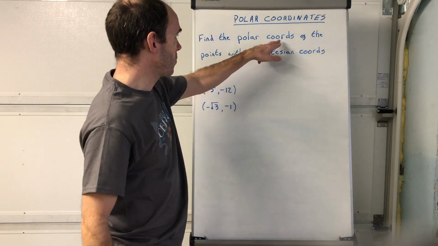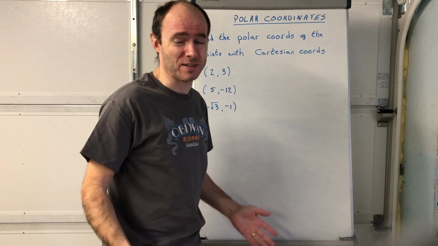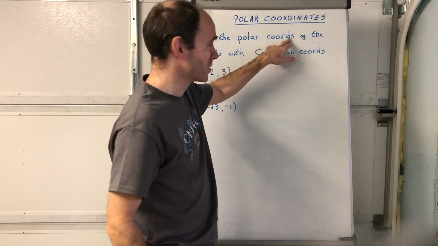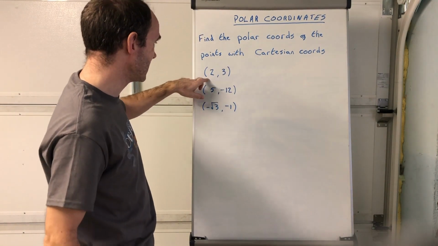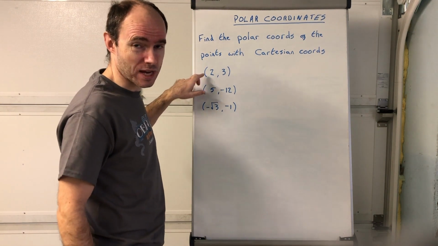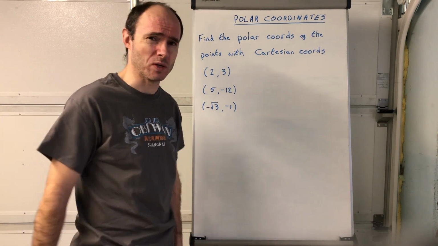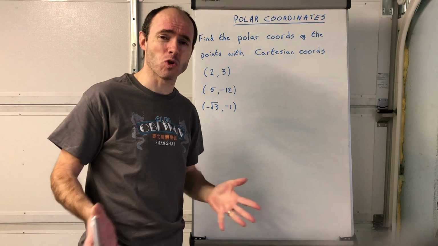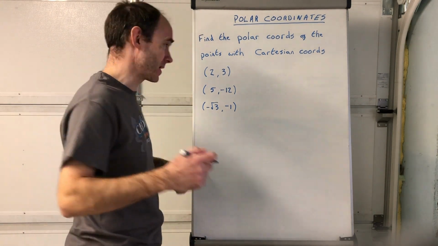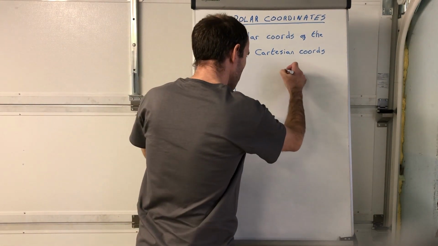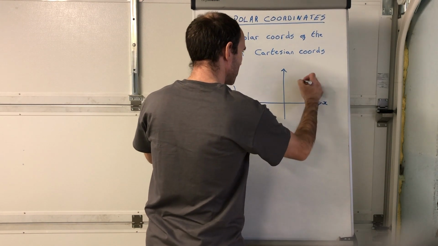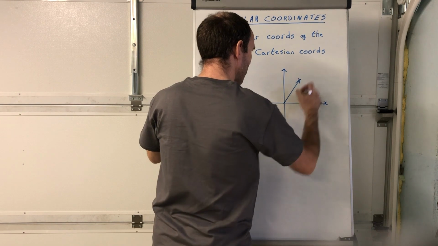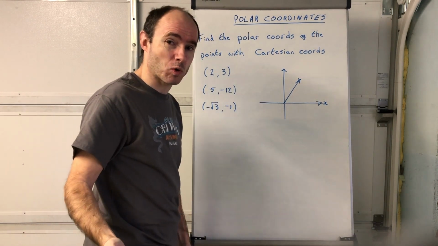So find the polar coordinates. Sorry, I get fed up of writing the whole word, so I'll just write coords. Find the polar coordinates of the points with Cartesian coordinates, these. So these are Cartesian coordinates, and we've just got to convert them into polar coordinates, okay? My suggestion is you just draw a quick sketch to see what it looks like. So Cartesian coordinates 2, 3, so this is a Cartesian coordinate axis system, and 2, 3 is somewhere there, isn't it? Okay? And we've got to work out what the polar coordinates are.